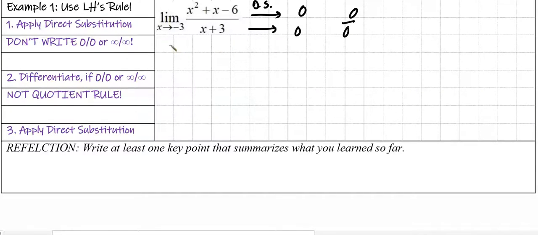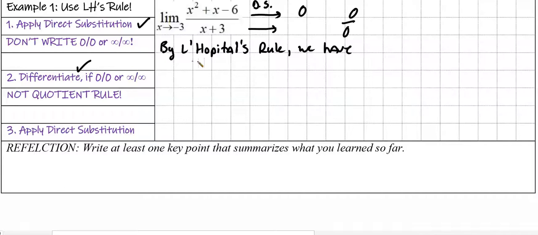In order for me to use L'Hopital's rule, I have to tell whoever is reading my paper that I'm going to use L'Hopital's rule. It's actually a requirement in the AP if it's a free response. So by L'Hopital's rule, after step 1, we differentiate. So the limit as x approaches -3 of the derivative of the numerator, the derivative of x squared plus x minus 6, is just 2x plus 1 over the derivative of the denominator, which is 1.